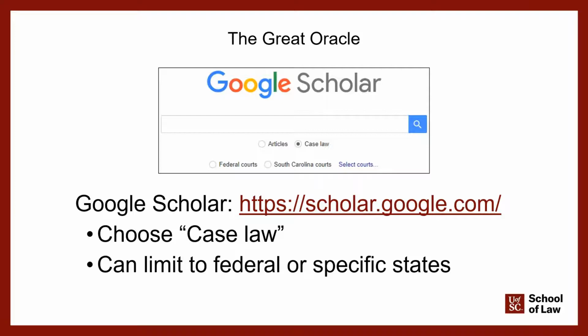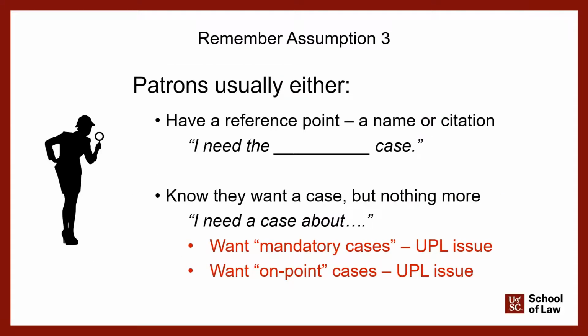And the advantage of Google Scholar, well, Google Scholar has several advantages. One of the advantages of which is it has Google-like searching, as you will see in a second. You remember, assumption number 3 was that patrons are going to come in with that reference point, a name or a citation or some notes or something, or they're going to come in simply saying, I need a case about, and then we have to worry about a whole lot more UPL issues.